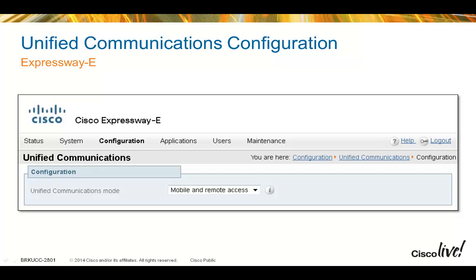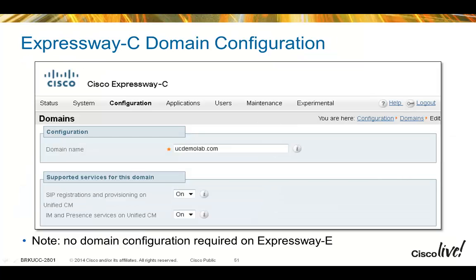The Expressway E is simpler, right? All I need to do is turn on the mode, and then once we have that traversal connection up, we'll push the relevant bits over the SIP connection to the Expressway E, tell it what domains it should support, what it needs to look to authenticate against. All right, here it is on the domain on the C. I put my domain in there.